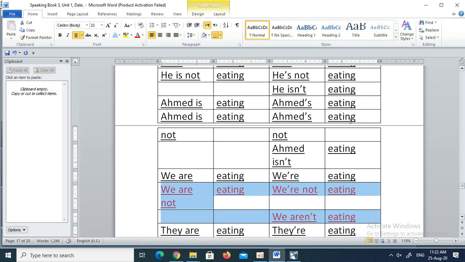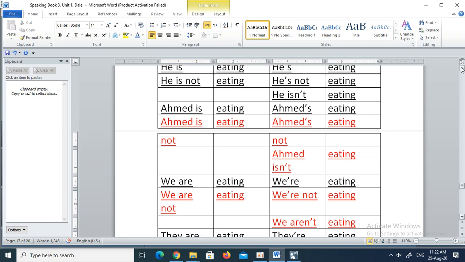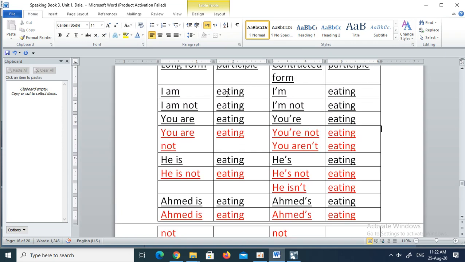If you have the negative form, Ahmed is not eating, it can be contracted two ways. Ahmed's not eating, or we can say Ahmed isn't eating. On all our negative forms, there are these two possibilities when you contract them. The only negative form that has one possibility, I am not eating, becomes I'm not eating. There's no second form of the negative for I am not.